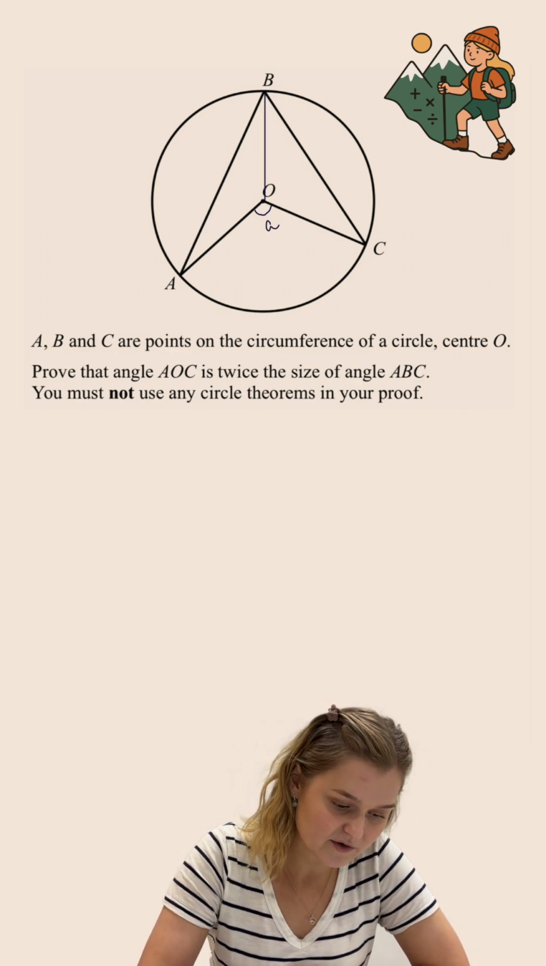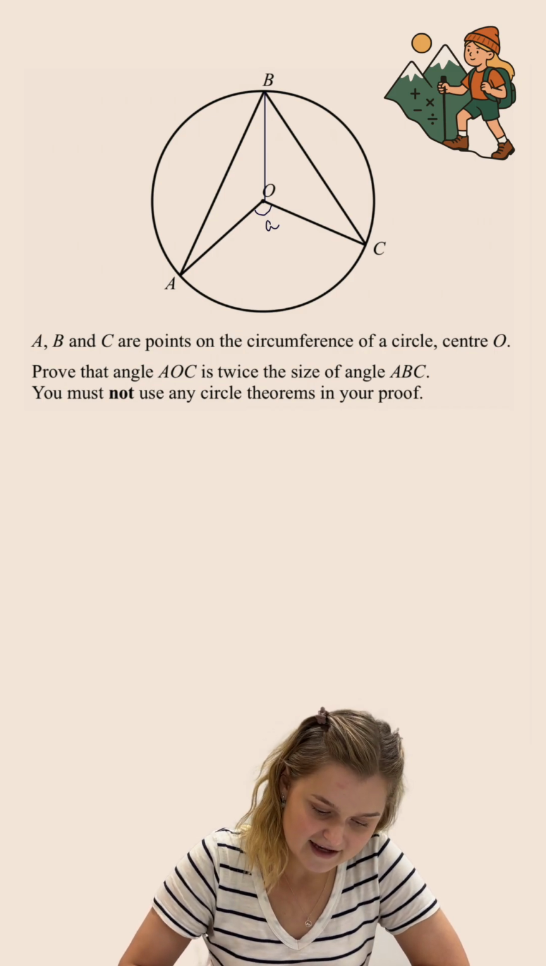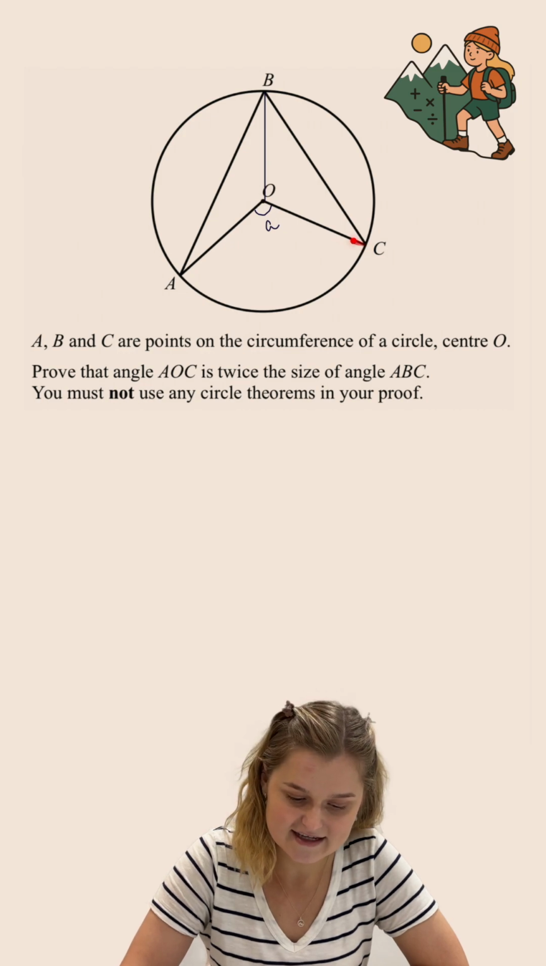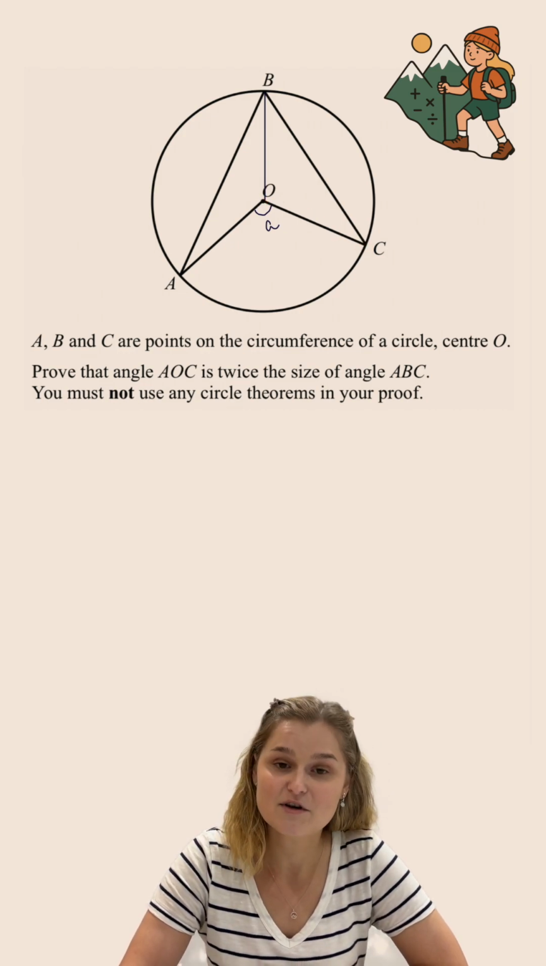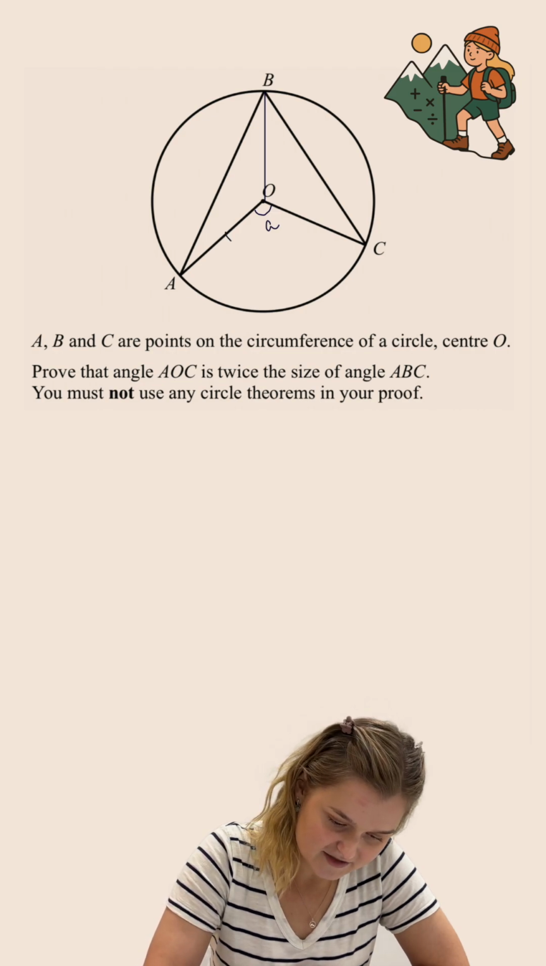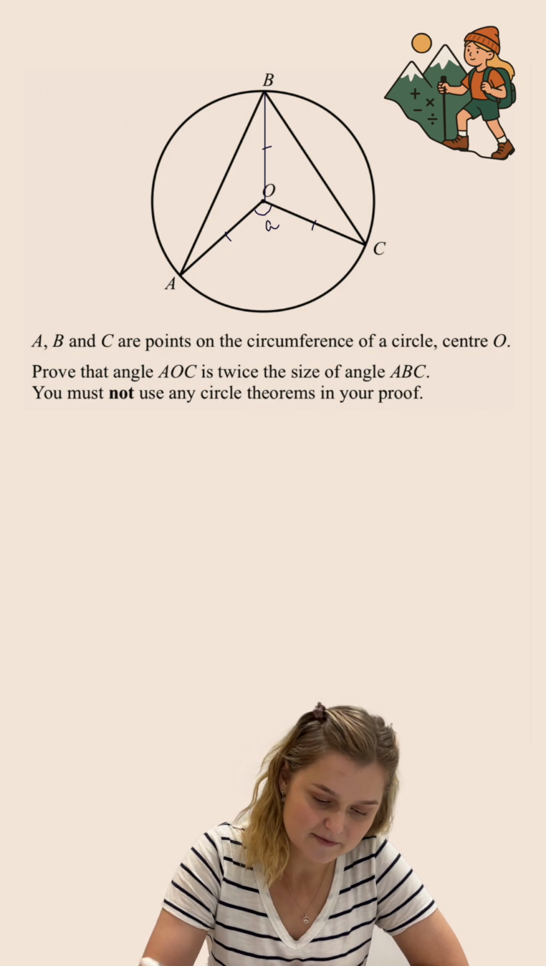Now, these two triangles are both isosceles triangles, and I know that because A to O is a radius, B to O is a radius, and C to O is also a radius, which means all of those lengths are the same. So I'm going to add these little dashes onto here to show that those lengths are all the same, and I'm then going to label some angles.